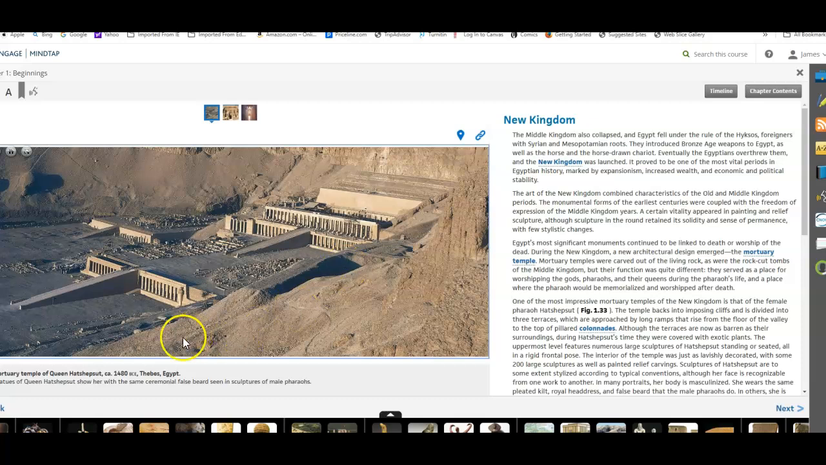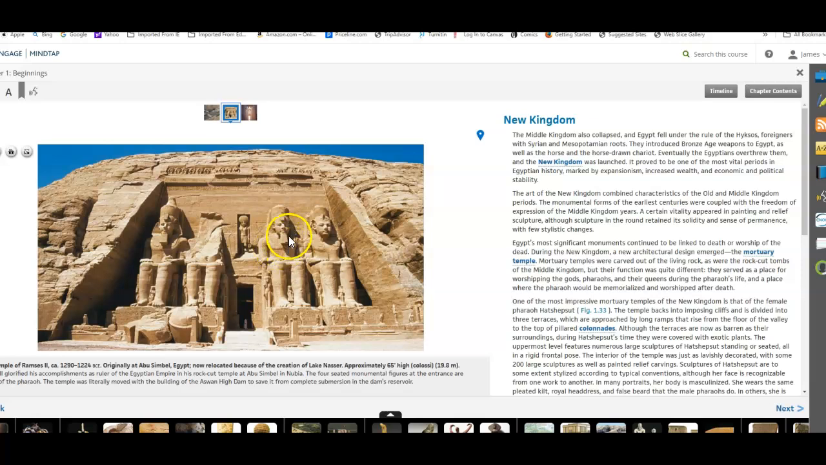The New Kingdom comes along. You have Hatshepsut, who was a pharaoh and a woman. It says here the ceremonial false beard, seen in sculptures of male pharaohs. She would wear it too, which gives us the idea that maybe the beard was really just a false beard, and that it wasn't something that they actually grew. This is Ramses, the Temple of Ramses. These are approximately 65 feet tall. You see some have been damaged over the years, but this enters into his temple.